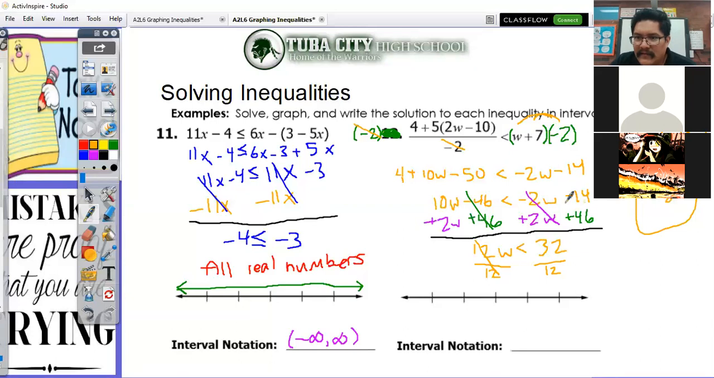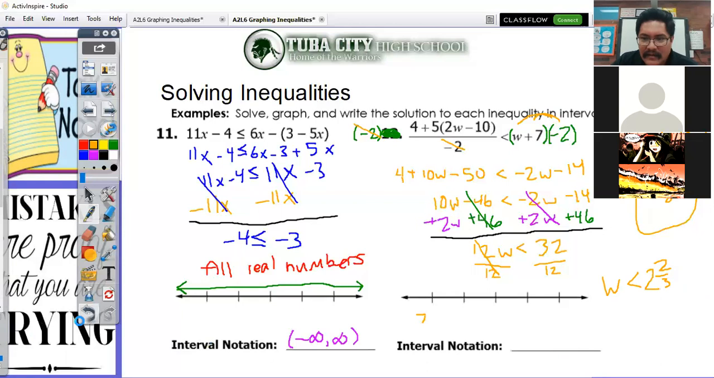But if I simplify that, I get w less than 2 and 2/3. Now, when I did that this morning, I had to go check all of them, and I'm like, are they really all 2/3? And I checked it, yeah, they are.